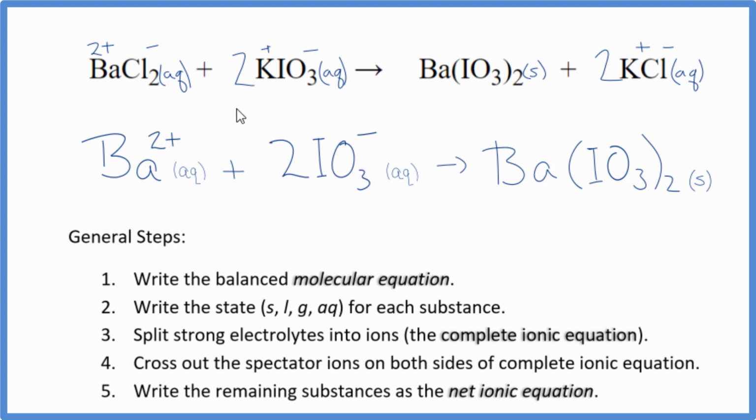You'll notice that charge is conserved. We have a 2+, and we have 2 times the 1-, that's 2-. That all adds up to 0. This is neutral. And then if you count the atoms up, they're balanced as well.